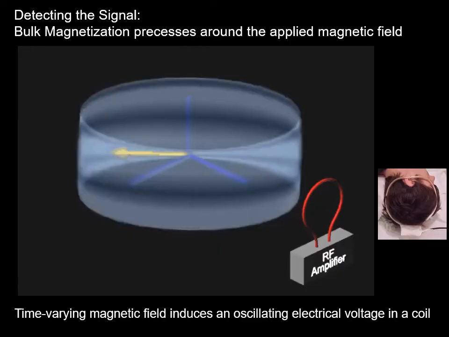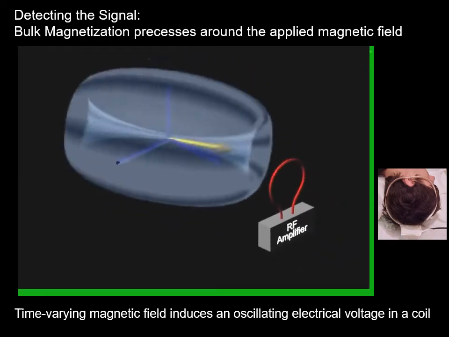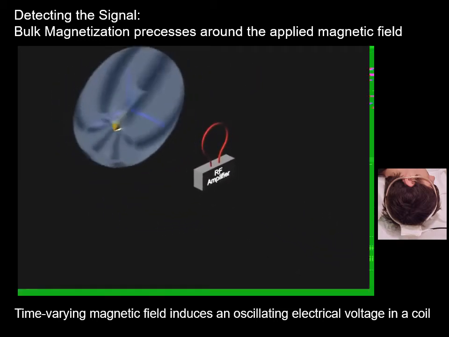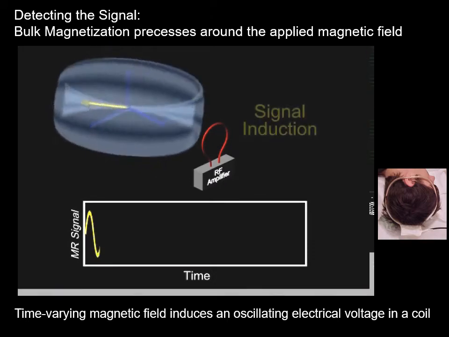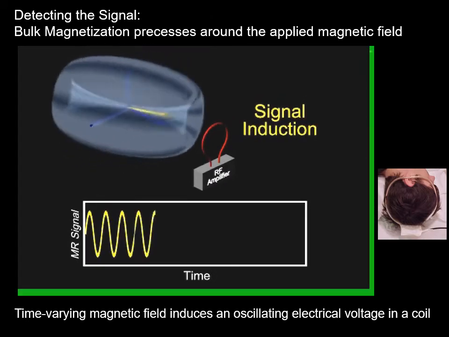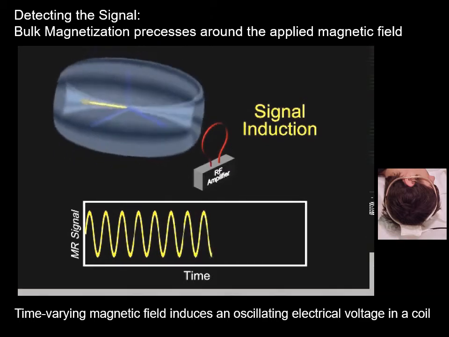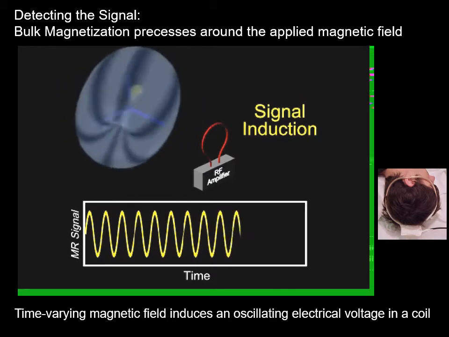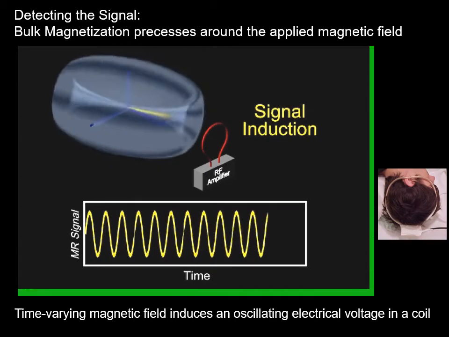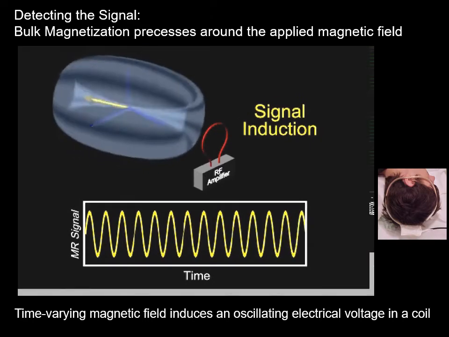Next, we move on to detecting the MR signal. That bulk magnetization vector is the source of the MR signal. It represents a 3-dimensional magnetic cloud surrounding it, which is shown in this schematic here. As that 3-dimensional magnetic cloud precesses near a loop of wire, it will induce an oscillating electrical voltage in that coil of wire. The amplitude of the vector determines the amplitude of the voltage, and the precessional frequency determines the frequency of the signal.